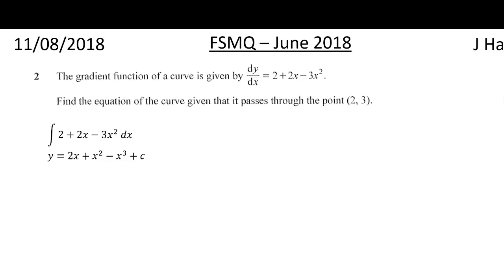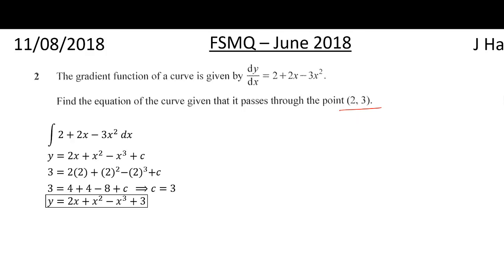And to get rid of that c, we're going to have to use the point that they have given us, 2, 3. So we set y equal to 3, x equal to 2. We race through it, and we end up with 3 equals 4 plus 4 minus 8 plus c. So therefore c is 3. And don't forget to write your final equation, y equals 2x plus x squared minus x cubed plus 3, which was your c. So another fairly easy 4 marks if you know what you're doing there.